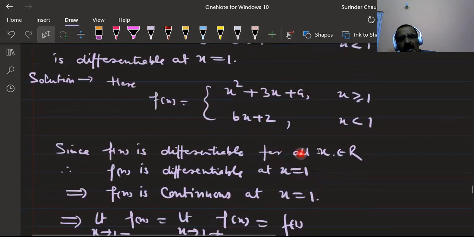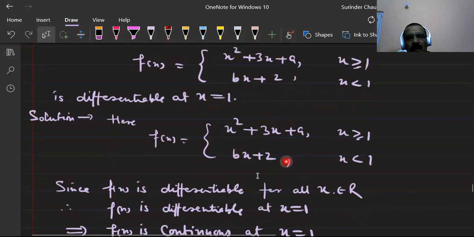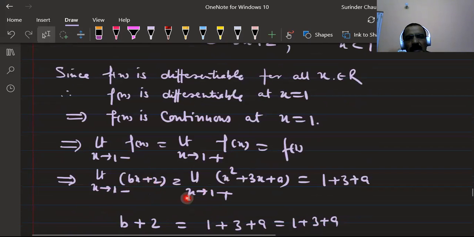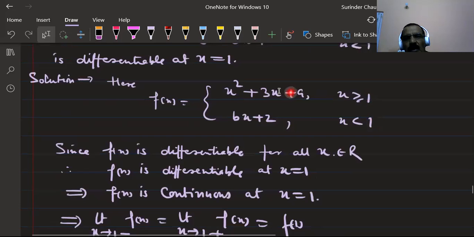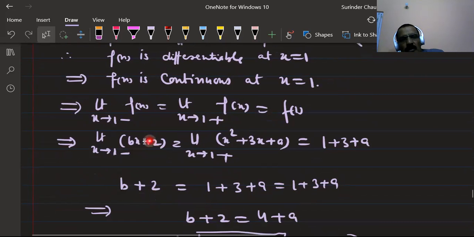Differentiability at 1 implies continuity at 1, so the left limit at 1 is equal to the right limit, which is equal to the value of the function. The limit as x approaches 1 from the negative side of bx plus 2 equals the limit from the positive side of x square plus 3x plus a, which equals 1 plus 3 plus a. Since these are polynomials, you get the same result. The left limit and right limit are equal to 1 plus 3 plus a, so we got the equation b plus 2 is equal to 4 plus a.